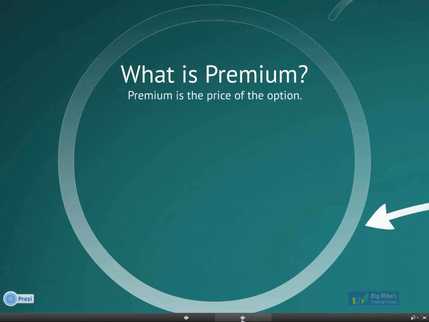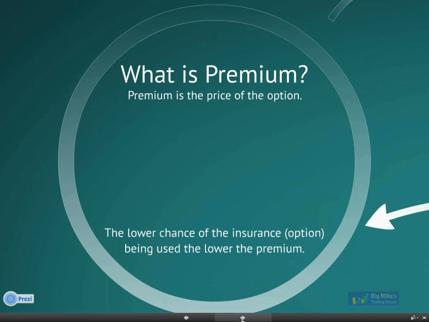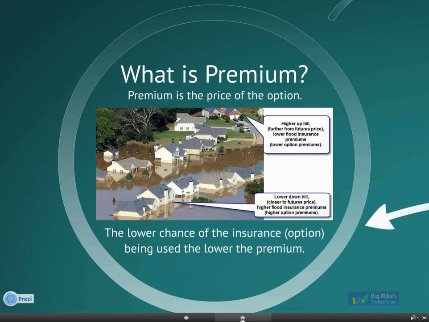Premium. Premium is the price of the option, or in the case of the flood insurance person, that's what you pay to be covered for that period. The lower the chance of the insurance or the option being used, or the option going in the money, the lower the premium. So like in this example, the people higher up the hill, or the people further away from the future strike price, would have lower flood insurance premiums. The people down at the bottom of the hill, next to the river, are going to have higher flood insurance premiums, or the people selling options whose strike price is close to the futures, that'll be a higher premium on those options.